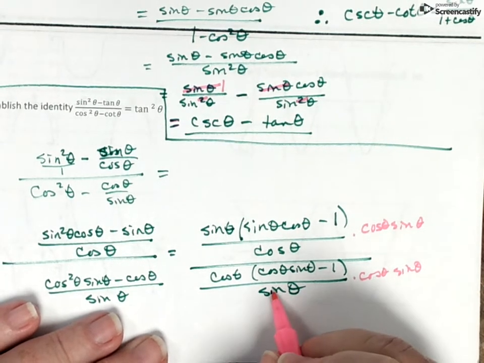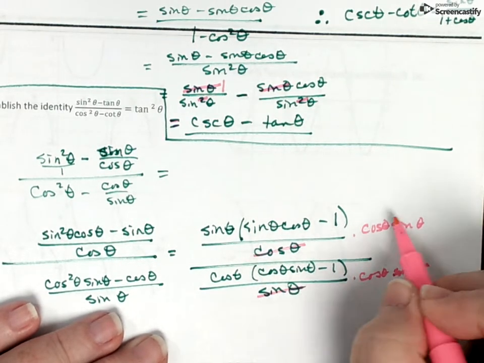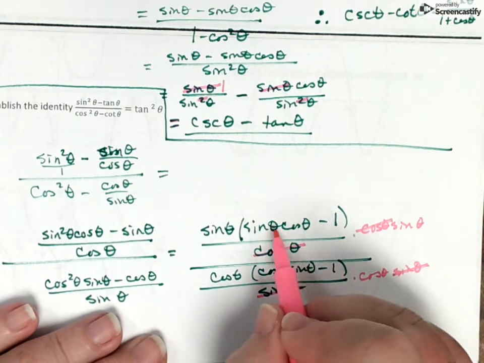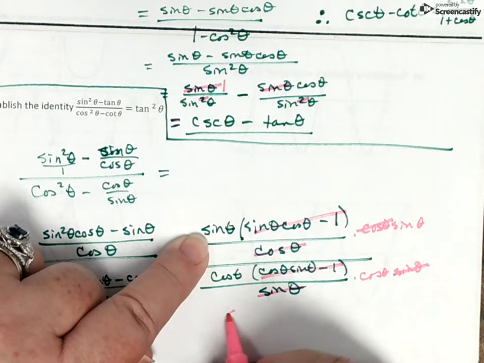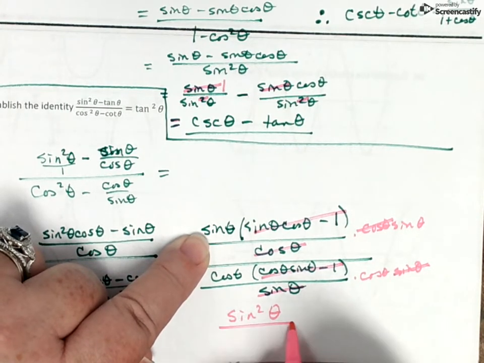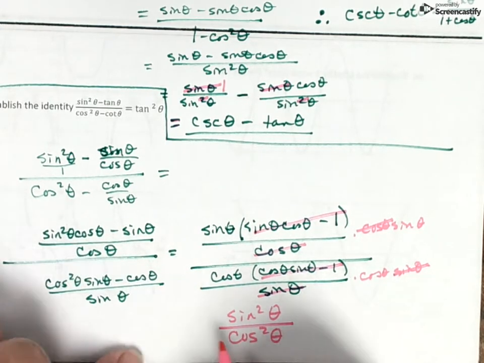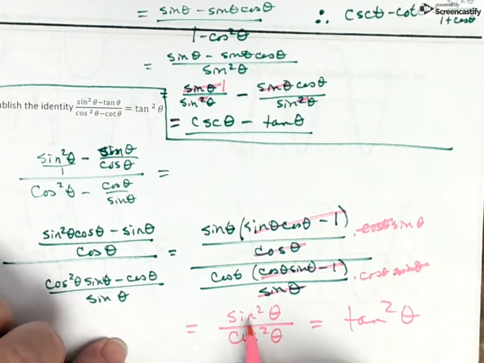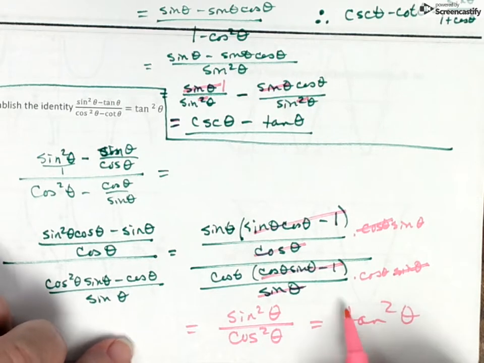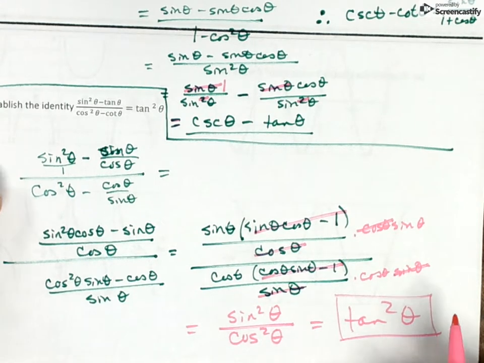Why would I do that? That makes this cancel. That makes cosine cancel. That makes this term cancel. And I'm left with sine times sine. So that's sine squared theta over cosine times cosine, which is cosine squared theta. And that is equal to tangent squared theta, because sine over cosine is tangent. We have proven that the left side equals the right side, and so we have established an identity.